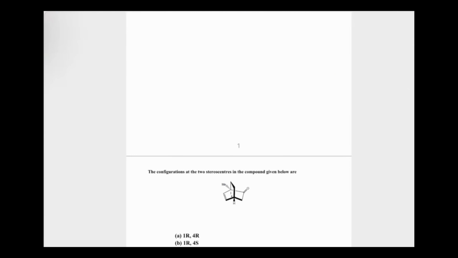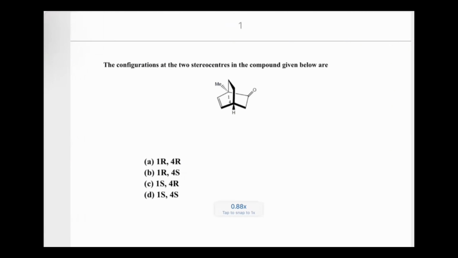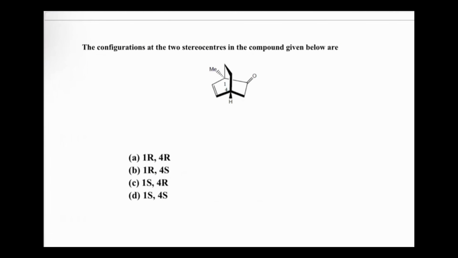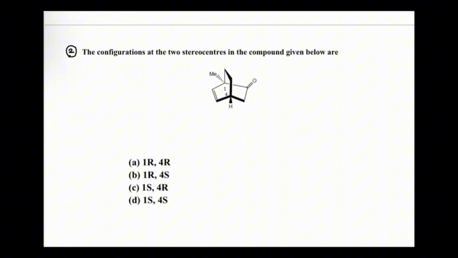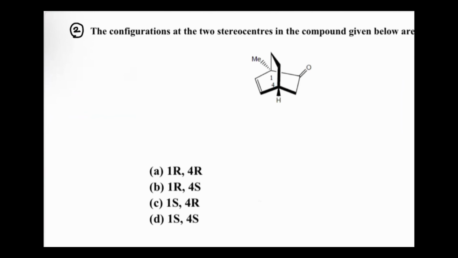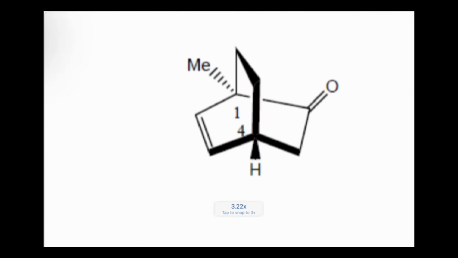Now if we are moving to the second question, here also we can see the same type of question, that is finding the configuration at the chiral center. And in this molecule also we can see there are only two chiral centers, that is this carbon and this carbon. Here also this carbon is numbered as first carbon and this is numbered as fourth carbon. And we need to find the configuration at both chiral centers. So we'll start with the first carbon here.